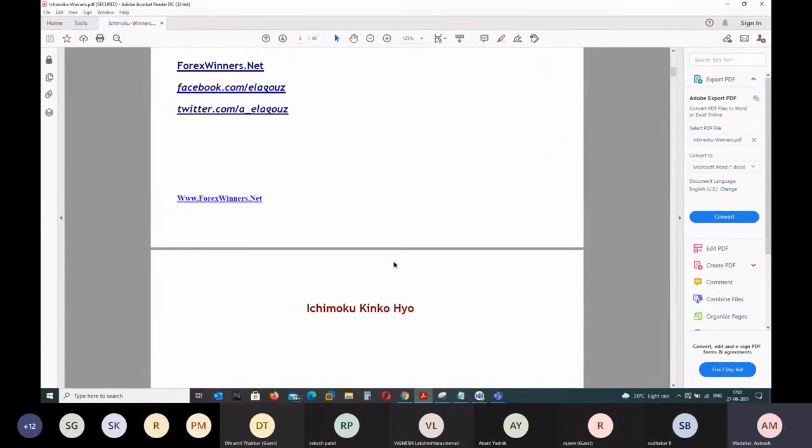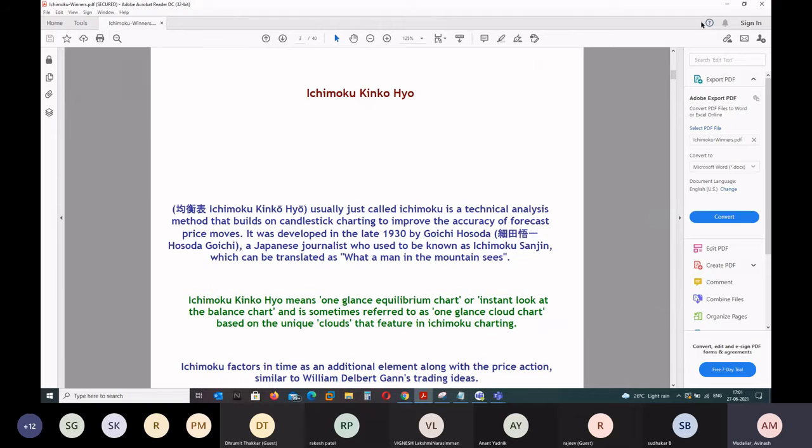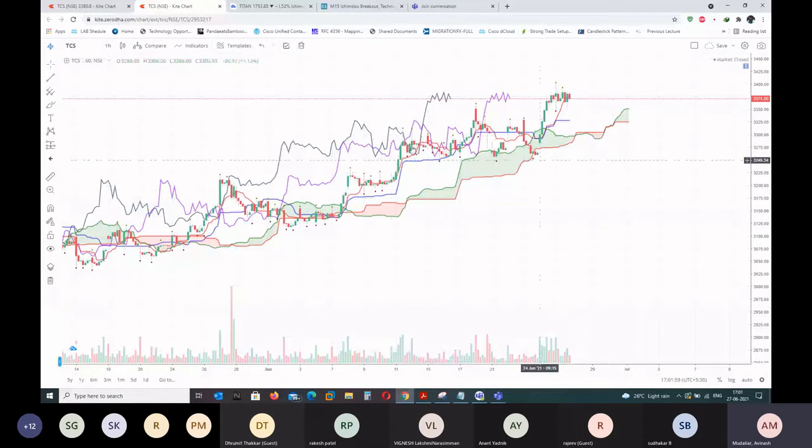The Ichimoku winners PDF is for reference purposes. Because I have not prepared any kind of PPT or slides, because of the short notice.